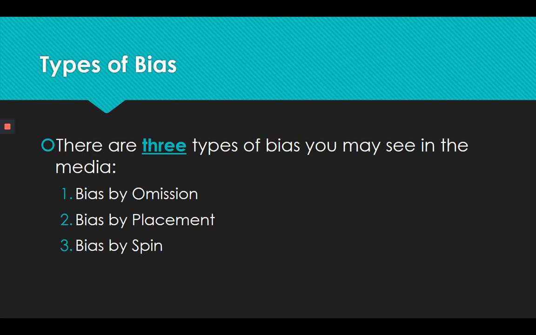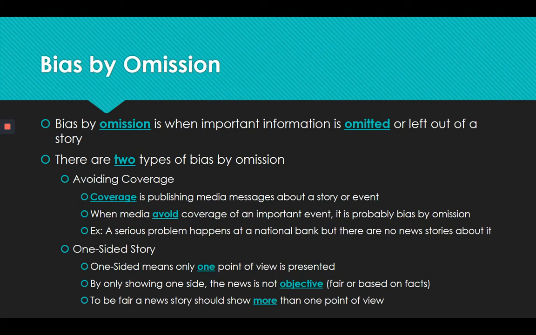There are three types of media bias you may see in the media: bias by omission, bias by placement, and bias by spin. The first, bias by omission, is when important information is omitted or left out of a story. There are two types of bias by omission. The first is avoiding coverage. Coverage is publishing media messages about a story or event. When the media avoid coverage of an important event, it is probably bias by omission.